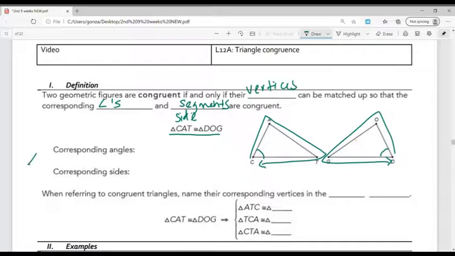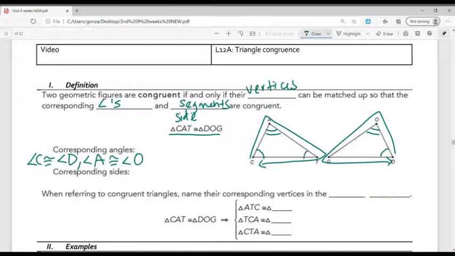So I say angle C is congruent to angle D. And then we're going to mark O and A. So then I say angle A is congruent to angle O. And then the last angle is going to be angle T, which is going to be congruent to angle G. And then you have the corresponding sides. The corresponding sides, let's do in a different color.